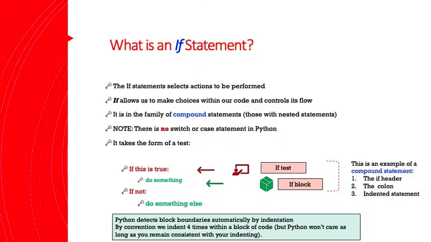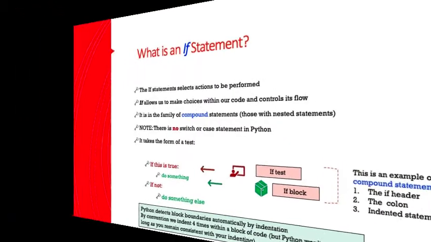Python detects block boundaries automatically by indentation. By convention, Python uses 4 indents within a block of code. But Python won't care as long as you remain consistent with your indenting.